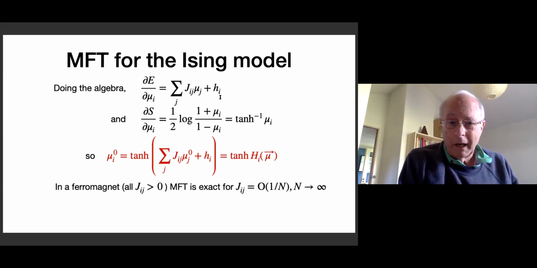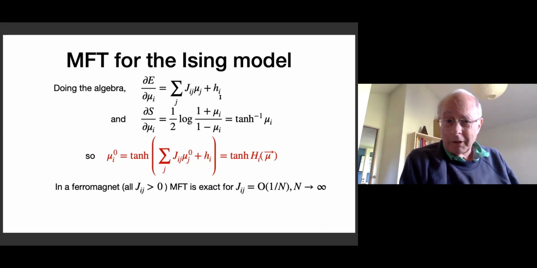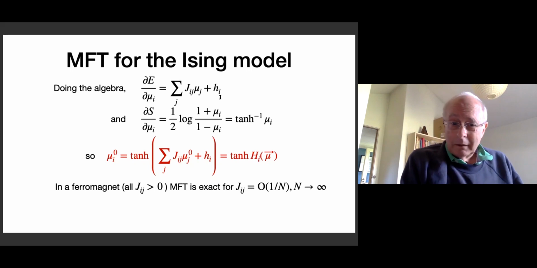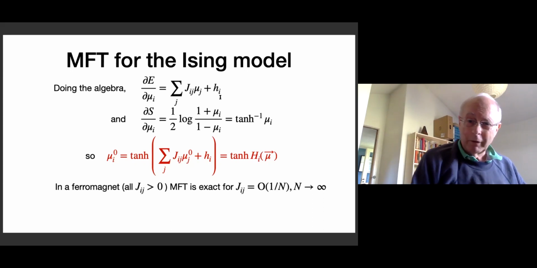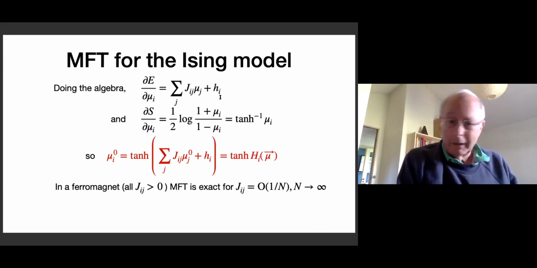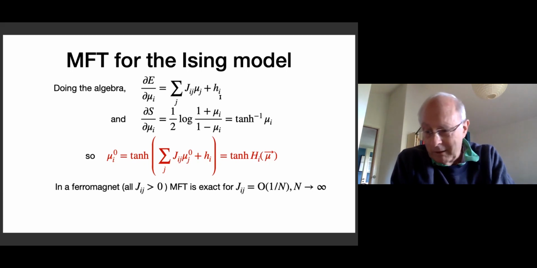And in fact, if I have a particular kind of ferromagnet, so a ferromagnet has all the J_ij's 0, or at least most of them, then this is exact if the J_ij's are small and the system is big. So they have to be of order 1 over n as n goes to infinity. That's called the mean field limit.